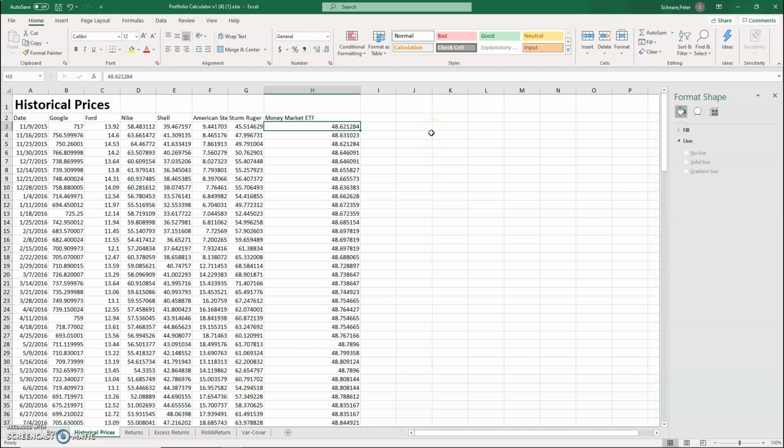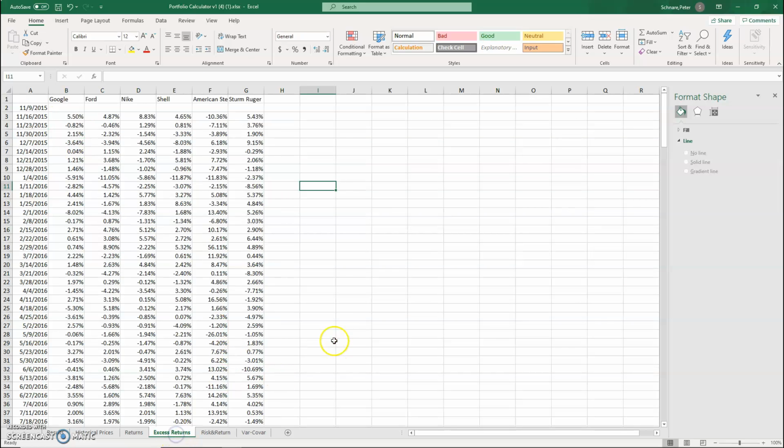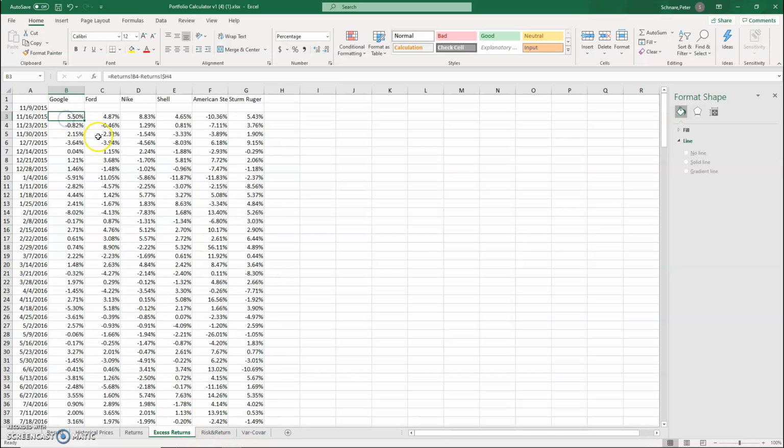So yeah, that's the Sharpe ratio of an asset. Essentially, it would be the expected return, or sorry, the excess return. Because here are historical prices. Here we have our returns, and then here we calculate our excess returns. This is the same table here with essentially everything minus this other return. That's how much you can make over and above if you had just put into the money market ETF.